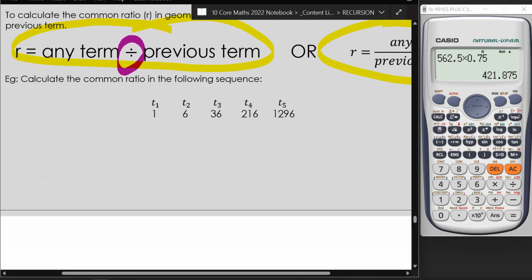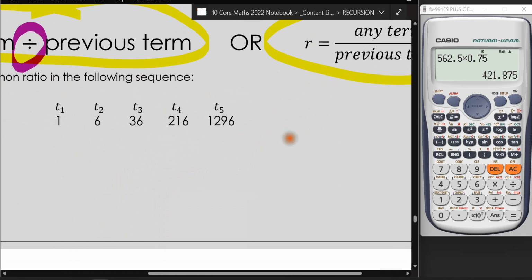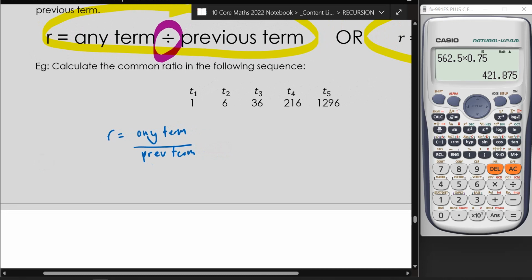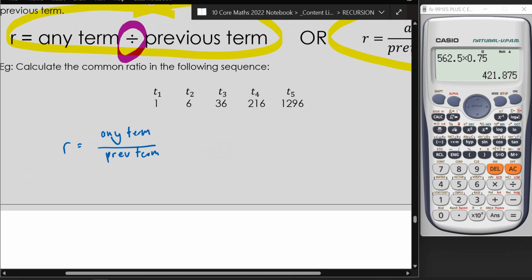So you've got here a sequence: T1 is 1, T2 is 6, T3 is 36, T4 is 216, T5 is 1296. So let's test the formula. The common ratio is any term divided by the previous. Notice how that's different to common difference, yeah? Instead of minus, this one is divided by. So for this one, I might go with T4 and T3, because it's any term divided by the previous term.